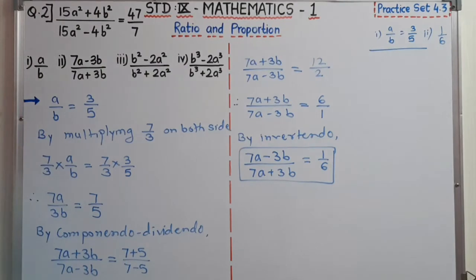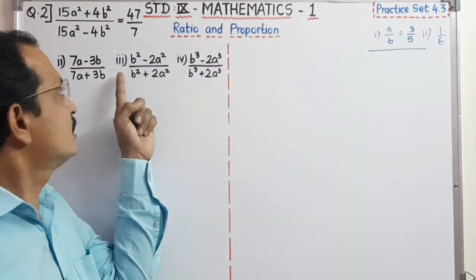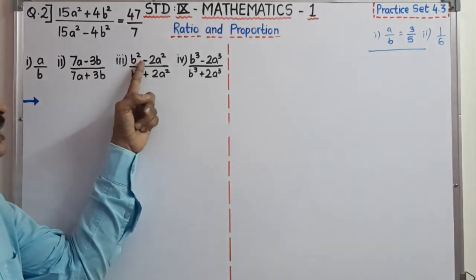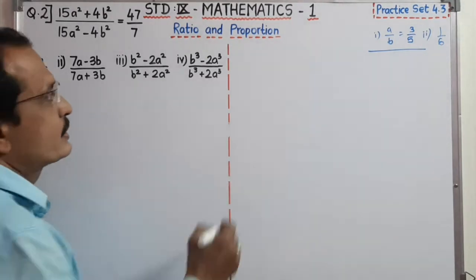Now dear student, we have to start with the third ratio. See the third one, b square minus 2a square upon b square plus 2a square.